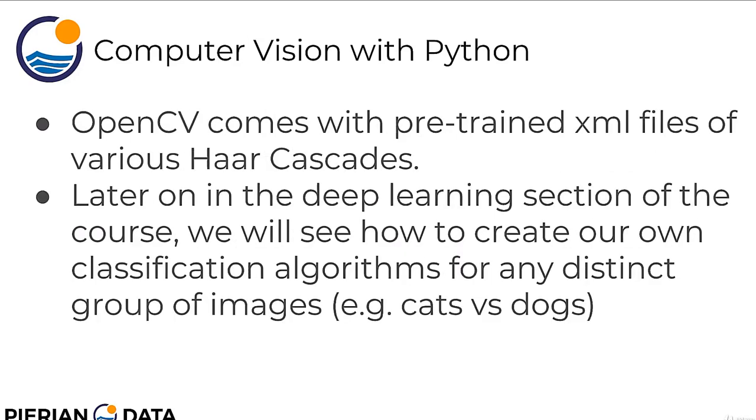OpenCV comes with a lot of these pre-trained XML files for various Haar cascades. Later on in the deep learning section of the course, we're going to see how to create our own classification algorithms for any distinct group of images. Because this algorithm requires such huge data sets, it's more efficient to show you how to create your own recognition and object detection classifiers using deep learning instead of trying to build out your own Haar cascades. So instead, we'll be using pre-trained Haar cascades for this section of the course, but later on we will show you how to train on your own images.